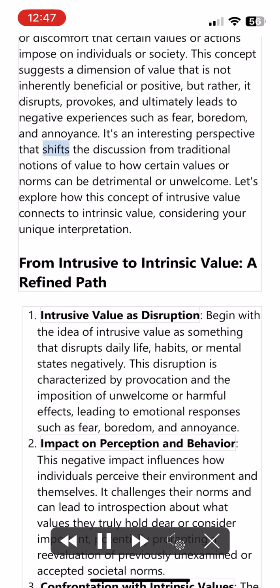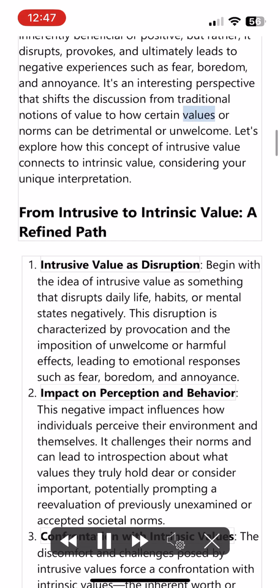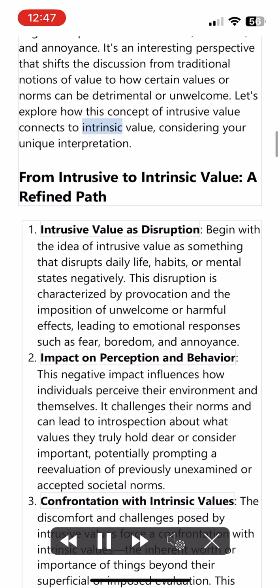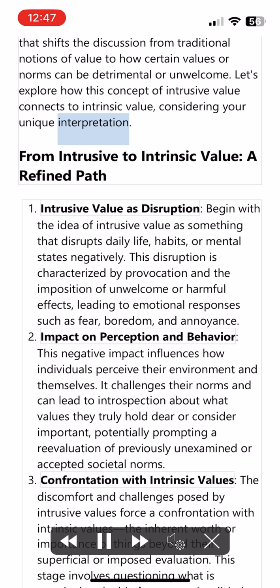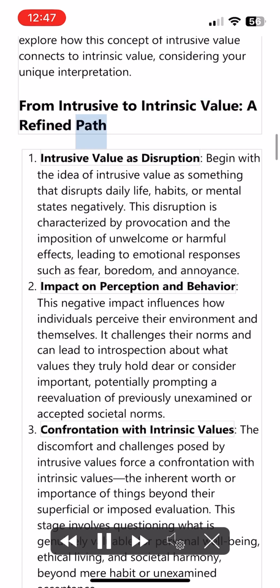It's an interesting perspective that shifts the discussion from traditional notions of value to how certain values or norms can be detrimental or unwelcome. Let's explore how this concept of intrusive value connects to intrinsic value, considering your unique interpretation. From intrusive to intrinsic value, a refined path.